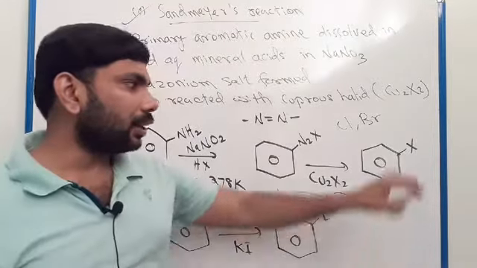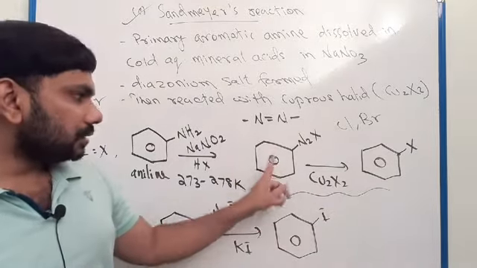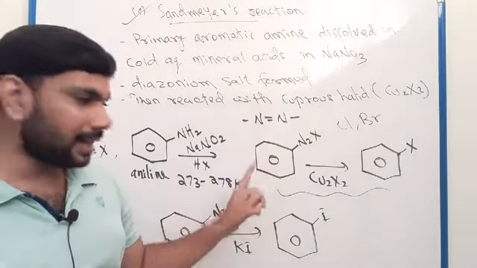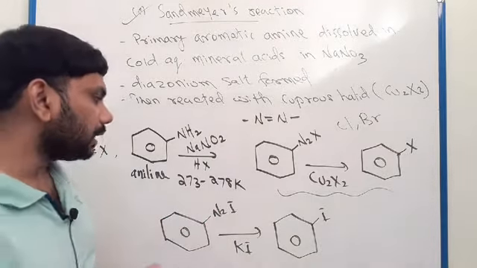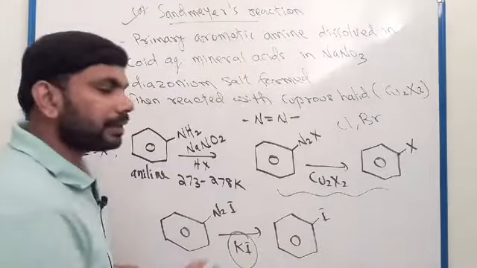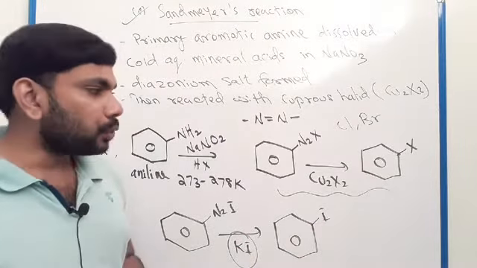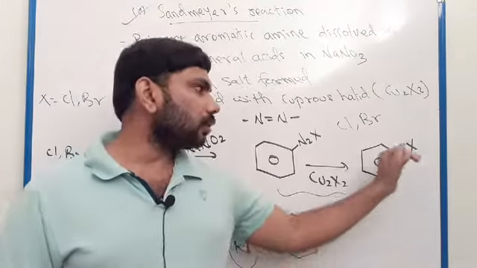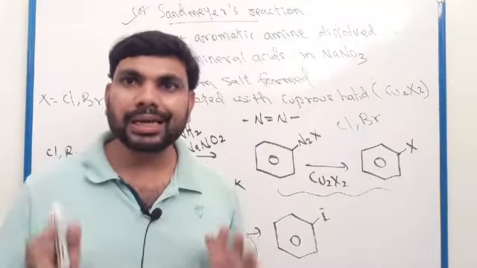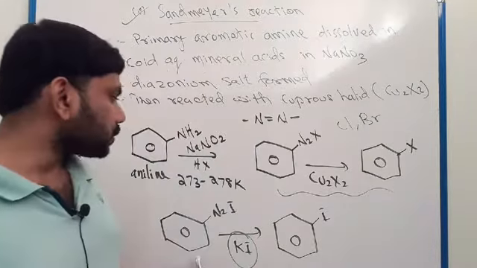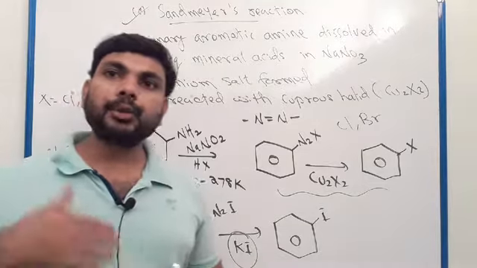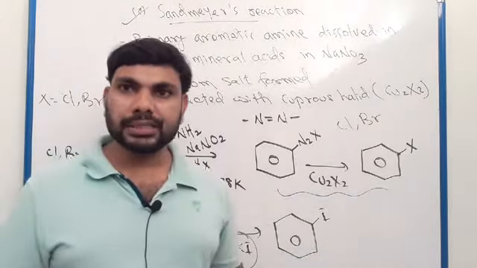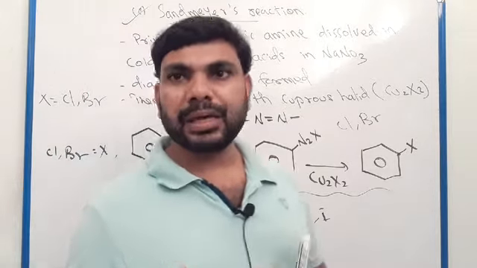If you want to get iodobenzene, then benzene diazonium iodide should react with potassium iodide, and then you will get iodobenzene. Cuprous chloride or cuprous bromide is possible for getting chlorobenzene or bromobenzene. To get iodobenzene, benzene diazonium iodide should react with potassium iodide, then only you will get iodobenzene. Clear? So this is Sandmeyer's reaction.